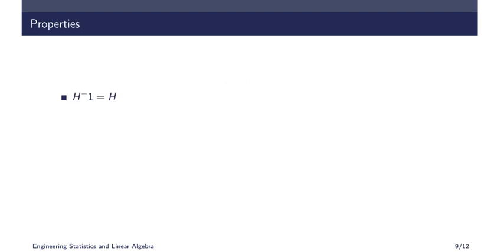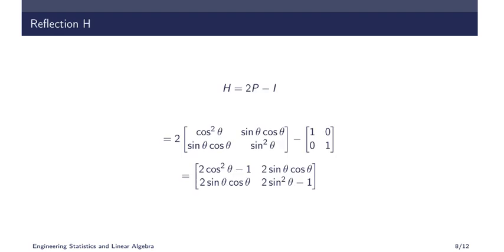The properties of H: H inverse is equal to H. You can identify this from this one. Find the determinant; the determinant will be minus 1. If you find the adjoint, it will remain the same, because the diagonal elements remain the same and only the off-diagonal ones change, so it remains the same.